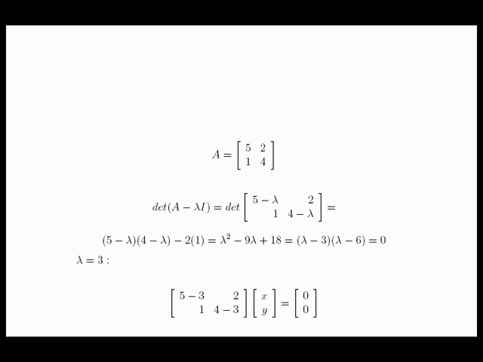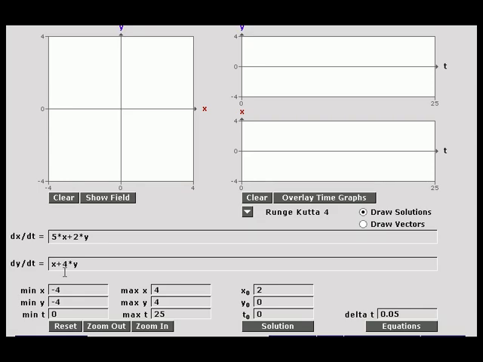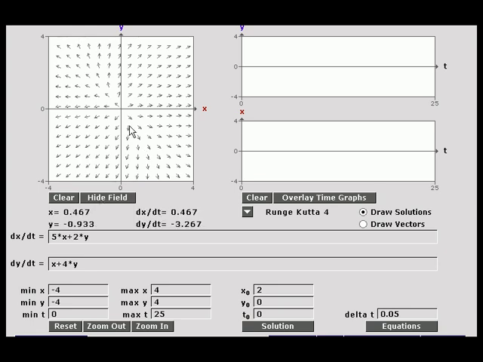So let's look at the eTools phase plane. Okay, the matrix A was 5, 2, 1, 4. So here's your system, and you can just see by looking at the arrows that at the source, if you start exactly at 0, 0, it will stay there, but if you start just a little bit away in any direction, it gets blown away.